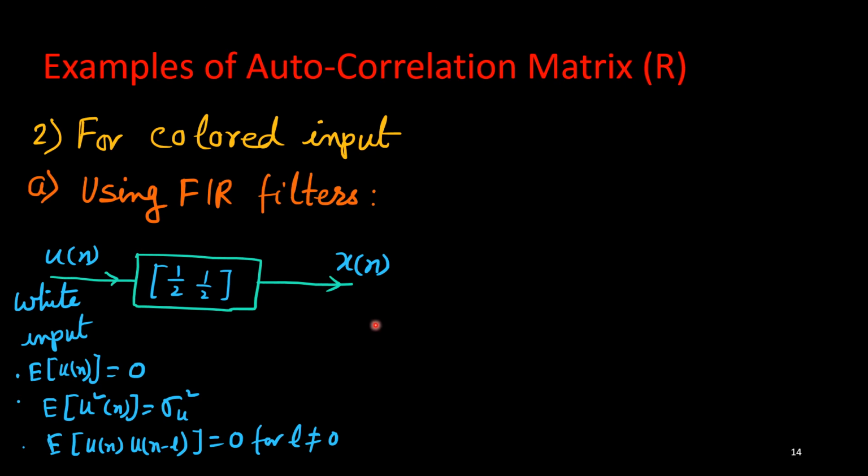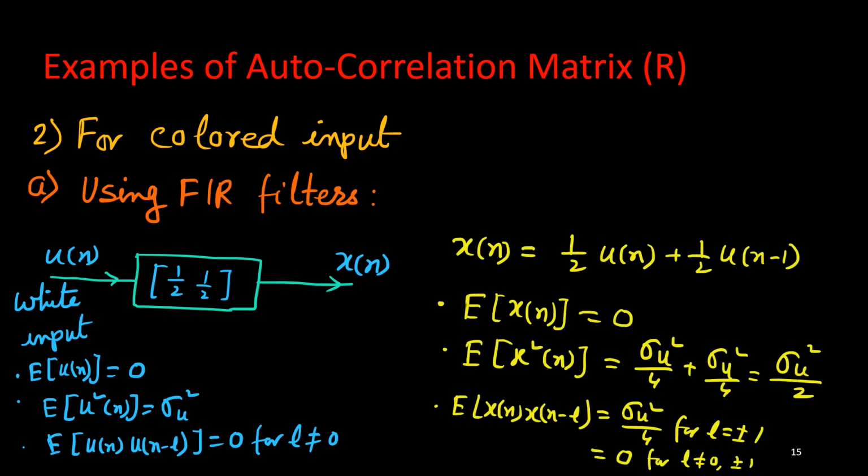Now we'll try to understand the properties of x(n). If this is your filter, then x(n) we can write as half times u(n), and this is your delay, half times u(n minus 1). We have discussed this kind of example previously, and if you have any doubt, I'll advise you to go through my previous lectures, then you can easily understand this operation.